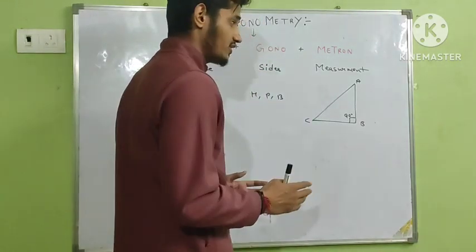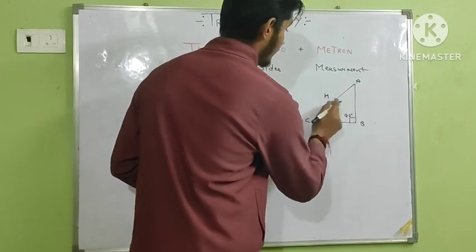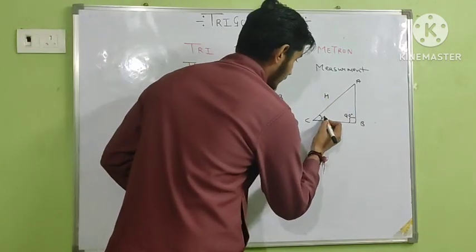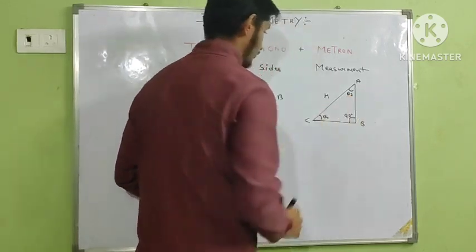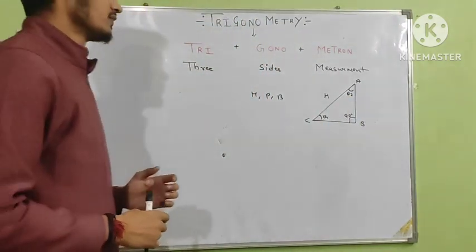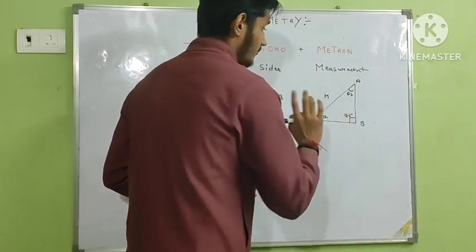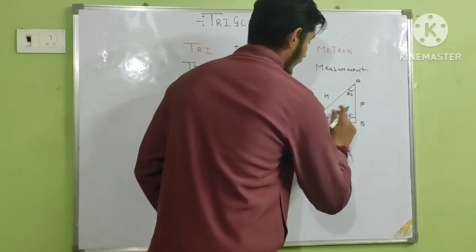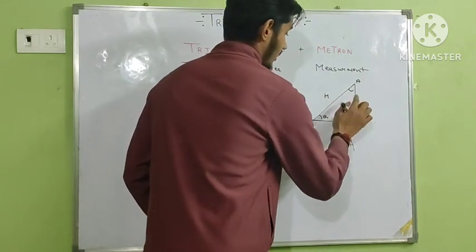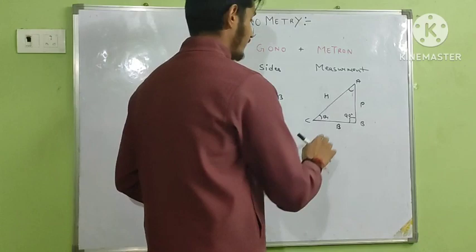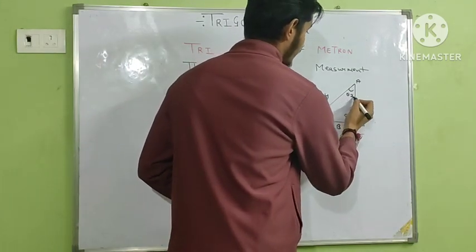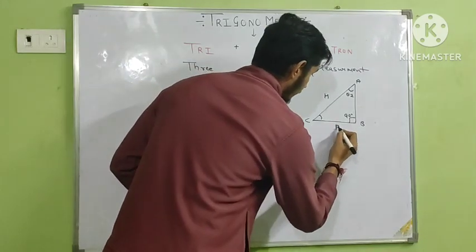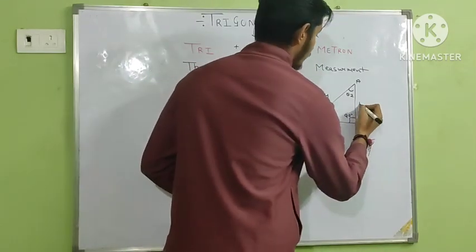The hypotenuse is always present in front of the 90-degree angle, but the perpendicular depends on the other two angles, called theta 1 and theta 2. If we study the triangle from the angle theta 1, then the perpendicular is always present in front of theta 1 and the other side is called the base. But if we study the triangle from this angle, then the perpendicular shifts from there to here, that is CB, and the rest one is the base.